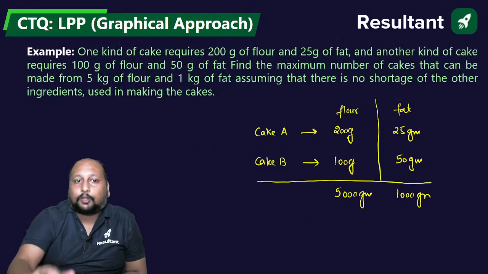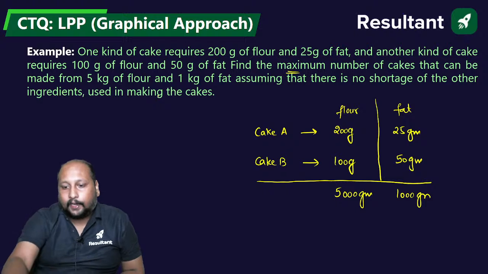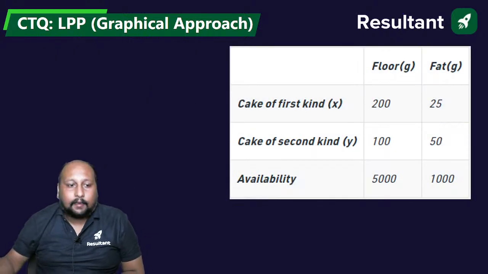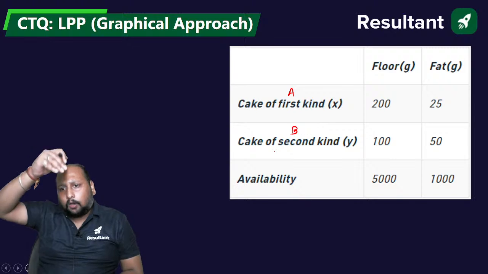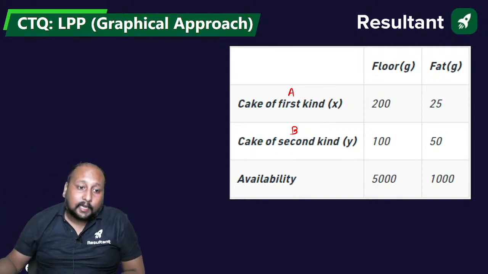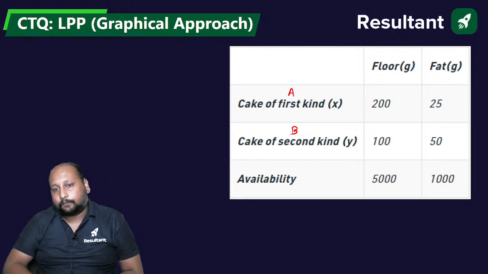ठीक है, अब देखो क्वेश्चन क्या है, we need to maximize. This is a maximization problem. So it looks like this. We're having a cake A. This is cake A. This is cake B. And I've written all the values in gram. Okay. Now the question is how we can create the equation.